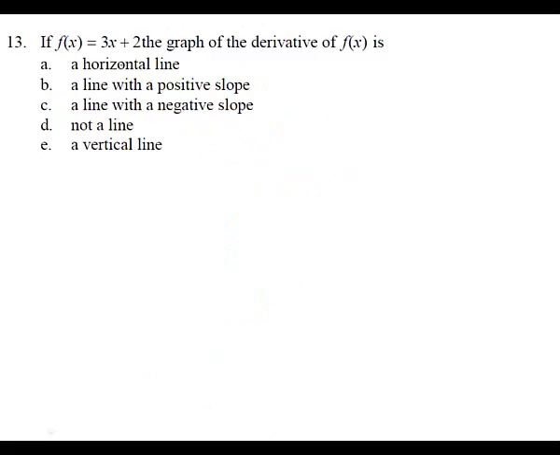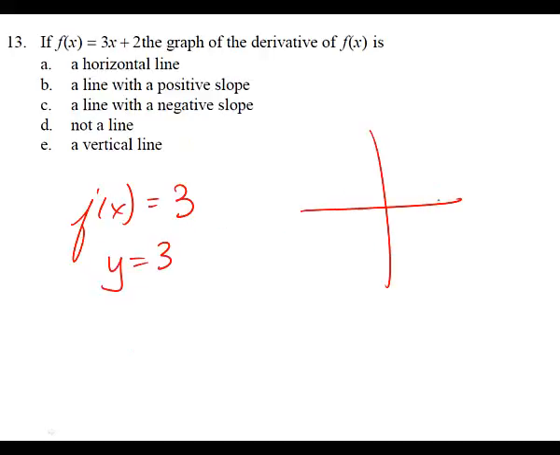All right, so we have a function. The graph of the derivative of f is, okay, let's take the derivative. If we're going to take the derivative of this here, what's the derivative of 3x? 3. What's the derivative of 2? Okay, so let's think about that picture. Remember, it's the same as saying y equals 3. Y equals a number is what kind of line? It's a horizontal line, so it's got to be answer choice A.